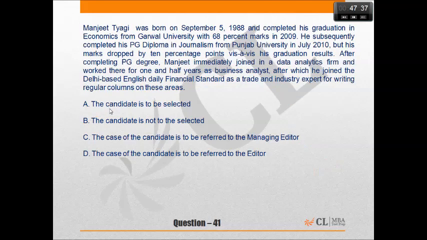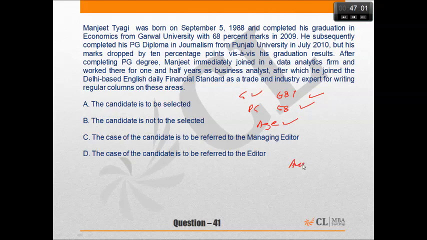Okay. 41. Jeet Tyagi, September 98, completed his graduation economics Garhwal with 68% marks, so graduation is fine. PG in 2010, graduation 68, PG 58, which is also fine. Born in September 88, so age is also fine. Joined data analytics firm and worked there for 1.5 years as business analyst. That is not fine. Okay, but he does not have an award, so work experience and award is an issue.